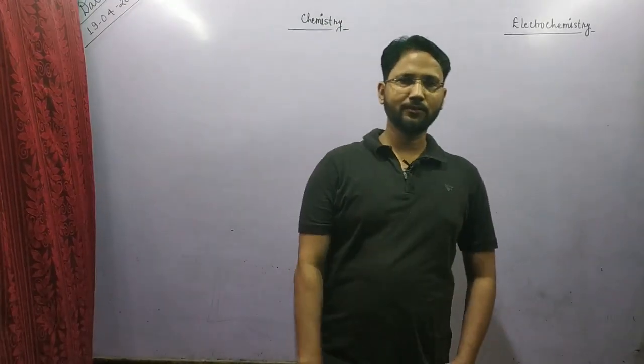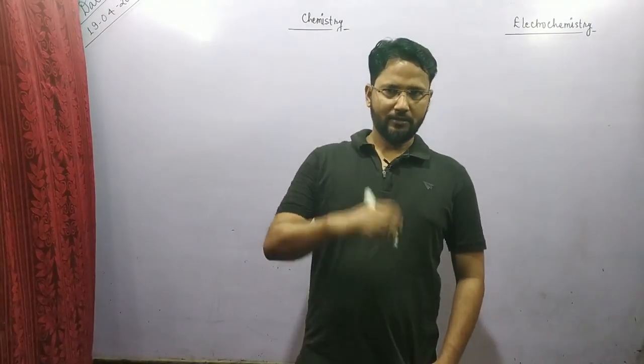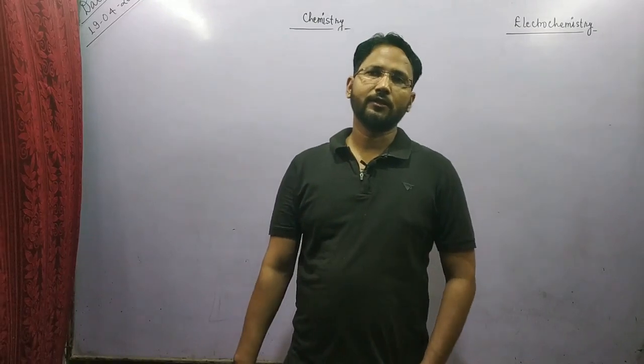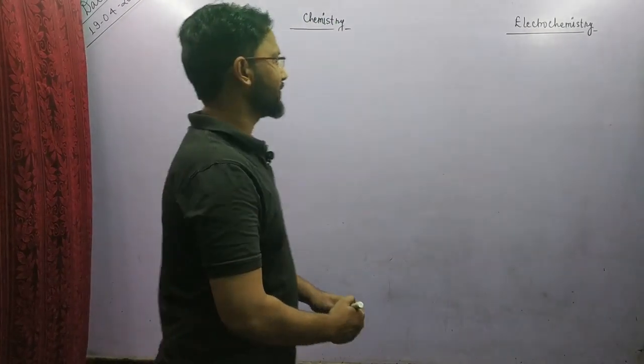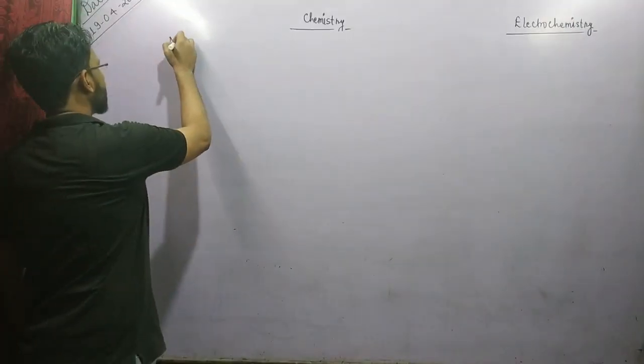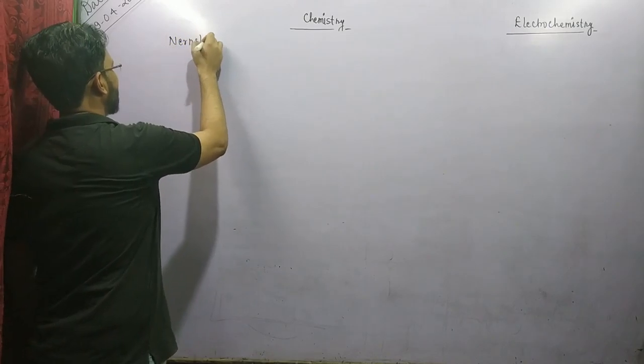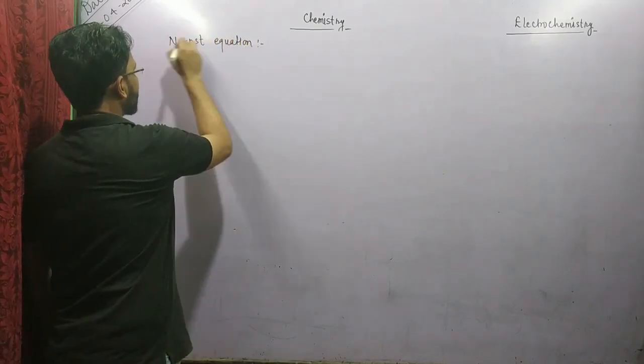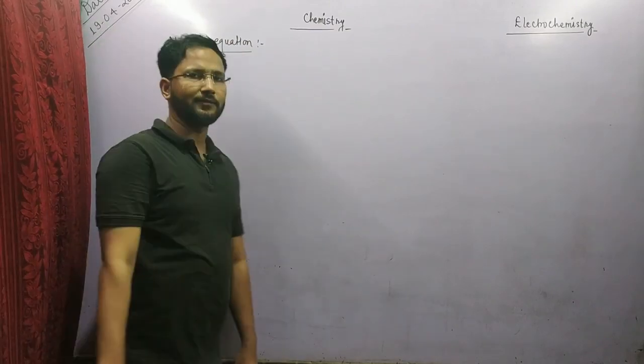In the last lecture, we already discussed the electrochemical cell and electrode potential. Electrode potential means oxidation potential and reduction potential. And one more topic was there, standard electrode potential. Here we will discuss the Nernst equation. The Nernst equation is the most important equation for your board examination.